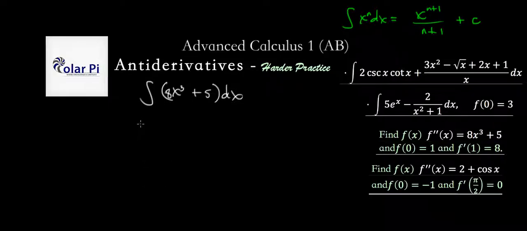Yeah, this we know is going to be, well, we could take out the 8, so it's 8, and then with the x cubed, we add 1 to the power, so that's 4, and then divide by this n plus 1. I'm just using that rule, so that's divided by 4, and then we've got plus 5 times x, right? So we do that. And so then I could do this, right? And then write 2. Yeah, and of course I forgot my plus c, so we write plus c.